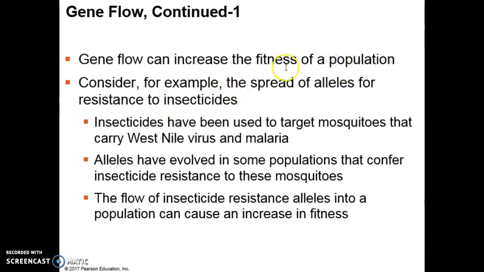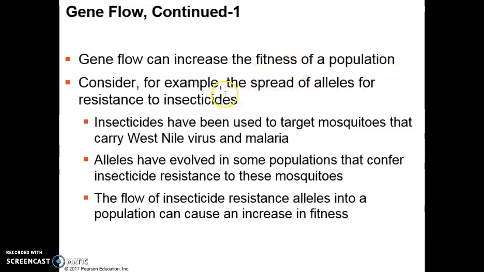Gene flow can increase the fitness of a population. It can also save a population. Like the greater prairie chickens, we introduced prairie chickens from Nebraska and from some of those other states, and we were able to recover some of the genetic diversity, and we were able to increase the egg hatching rates.